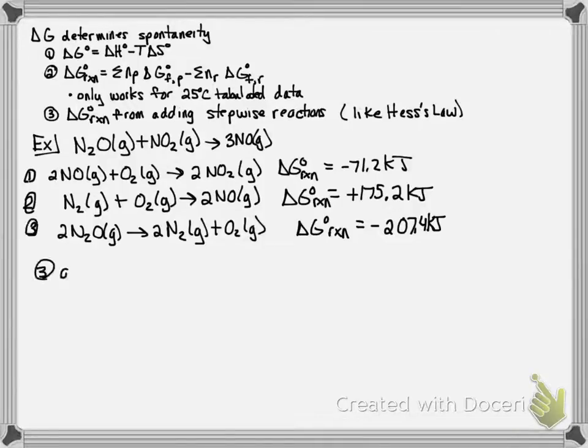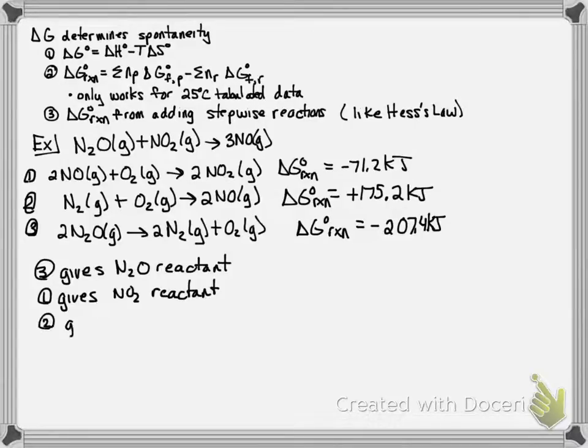So when I did this, I labeled the 3 reactions 1, 2, and 3, so I can analyze them. I'm looking at that and I'm saying reaction 3 would give me the N2O reactant that I need. Number 1 would give me the NO2 reactant that I need. And number 2 would give me the NO product. So that's my analysis when I start: I look at what I need on the reactant side, what I need on the product side, and which reaction is probably going to give me those.